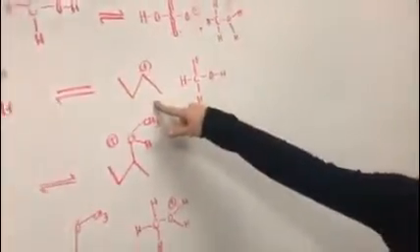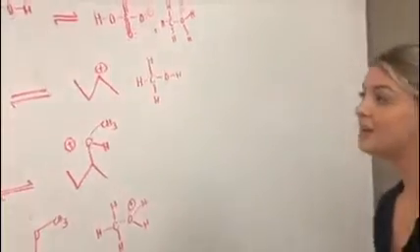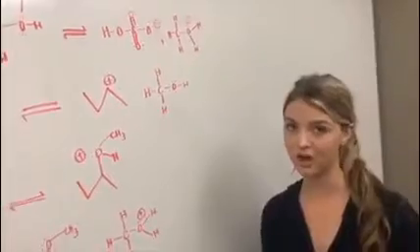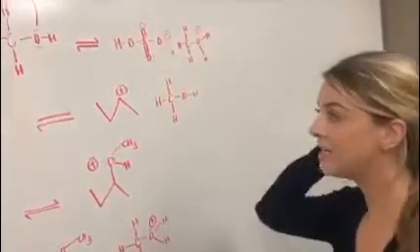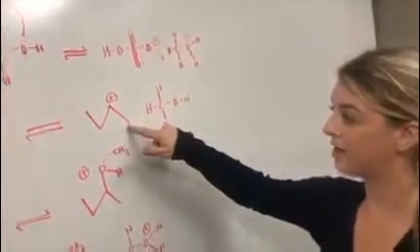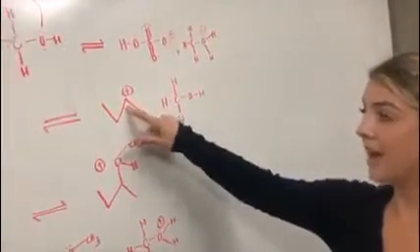And then in this case, we have the formation of the carbocation. So this is the rate limiting or rate determining step in the reaction, the formation of the carbocation. And in this case, we have a secondary carbocation forming. So we could have added a hydrogen atom either here or here.